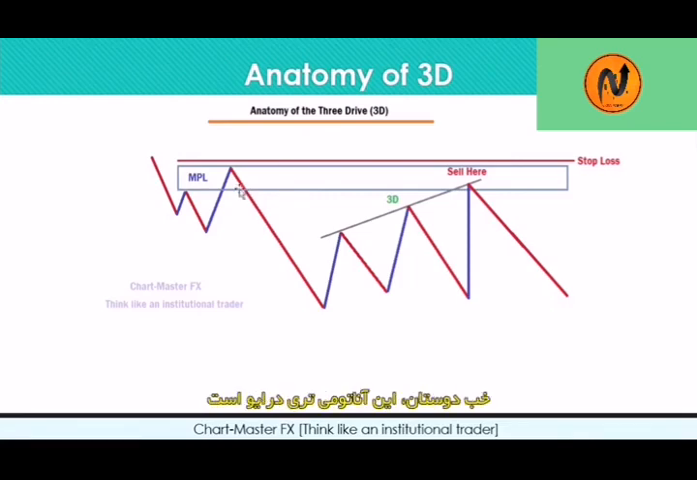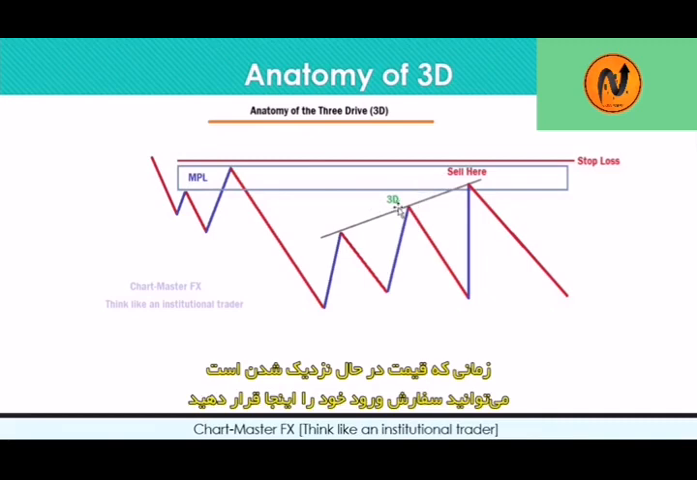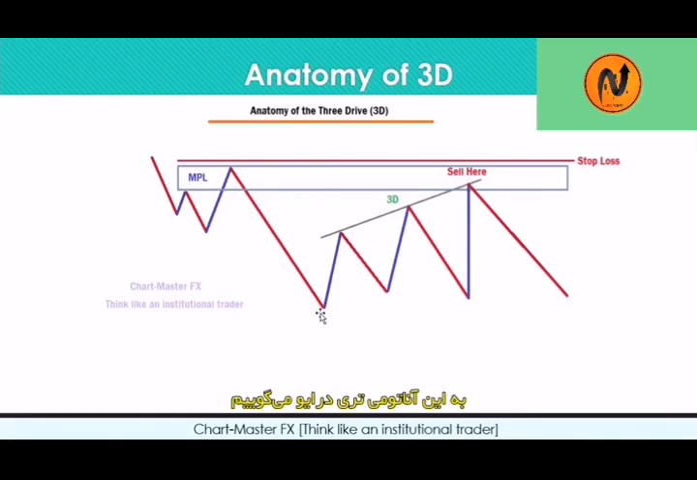So yeah, guys, this is the anatomy of the 3 drive. The first thing that you need to do is to identify the decision point. Once you identify a decision point, you wait for the price to approach the MPL area. As the price approaches the MPL area, then you can place your trade here. So basically, this is what we call a 3 drive. A 3 drive is where the price makes a first drive like this one, it makes a second drive like this one, then it makes a third drive here. This is what we call a 3 drive, guys.